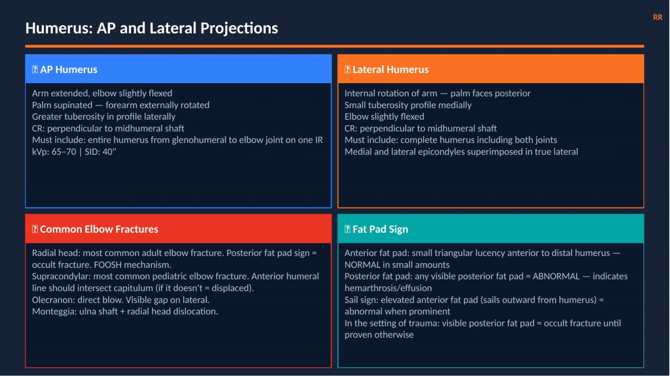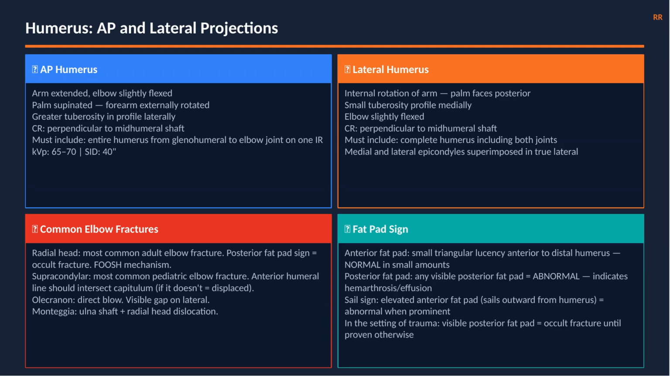Both joints visible. Lateral humerus. Internal rotation of the arm, palm facing posterior. The small tuberosity comes into profile on the medial side. CR perpendicular to mid-humeral shaft. True lateral: medial and lateral epicondyles superimposed.